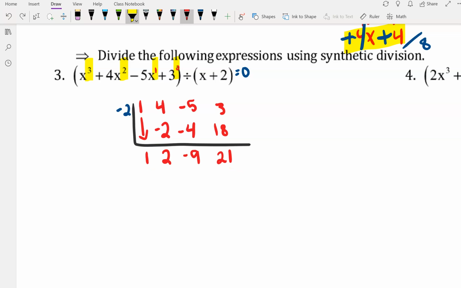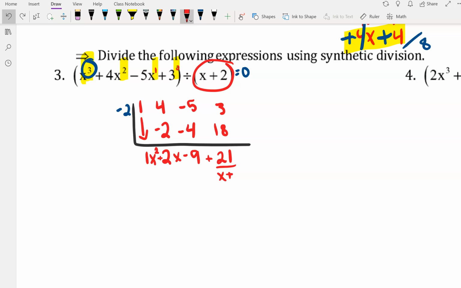The way I do that is I look at the degree that I started with, third degree, and the thing I divided by, which was first degree. If I divide something that's third degree by something that is first degree, I should end up with something that's second degree. So I know that my answer is going to be second degree, and I'm just going to turn these all into polynomials. This is going to be x squared plus 2x minus 9, and then this will be my remainder, which I always put over the thing that I divided by.